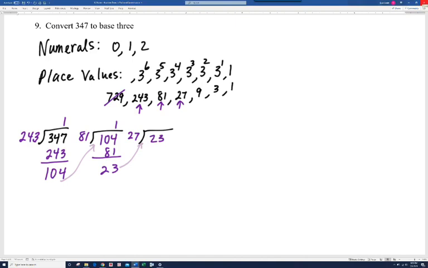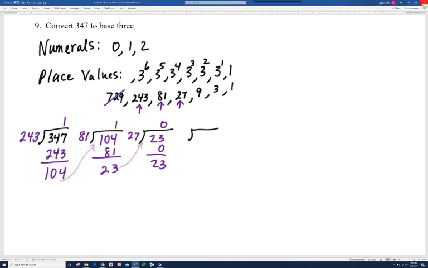So I'll go ahead and move 23 up, and now we'll divide by the next positional value, which is 27. So here's where you have to be careful. 27 does not go into 23. It's too big. It goes into 23 0 times. 0 times 27 is 0. And when you subtract, you get 23.